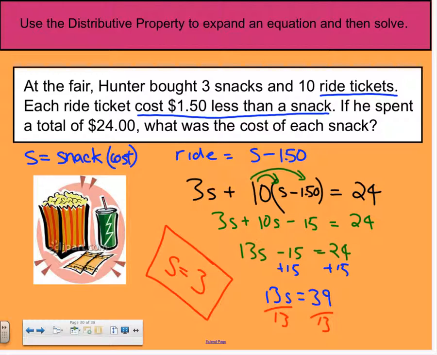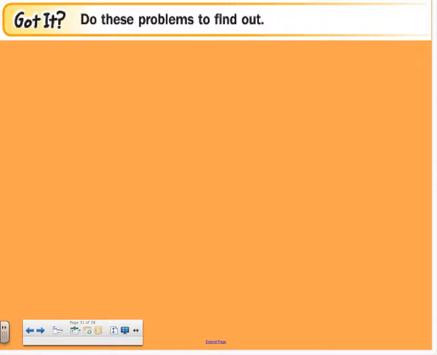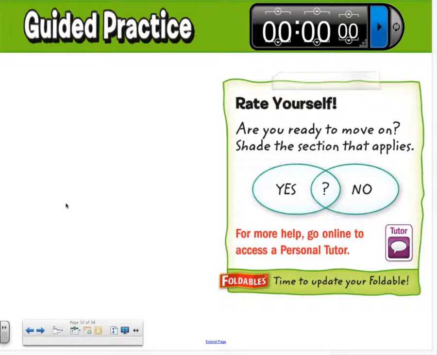I want you guys to start on the guided practice there on page 156. The guided practice on 156.